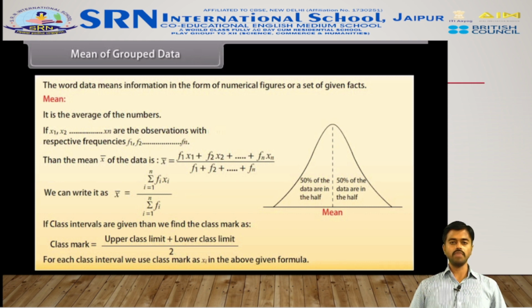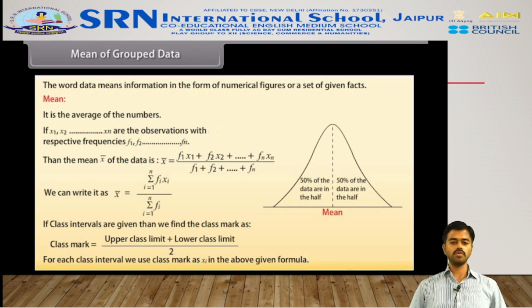Before coming to the mean, first try to understand what the word data means for us. So the word data means information in the form of numerical figures or a set of given facts. Coming to mean, it is the average of the numbers.